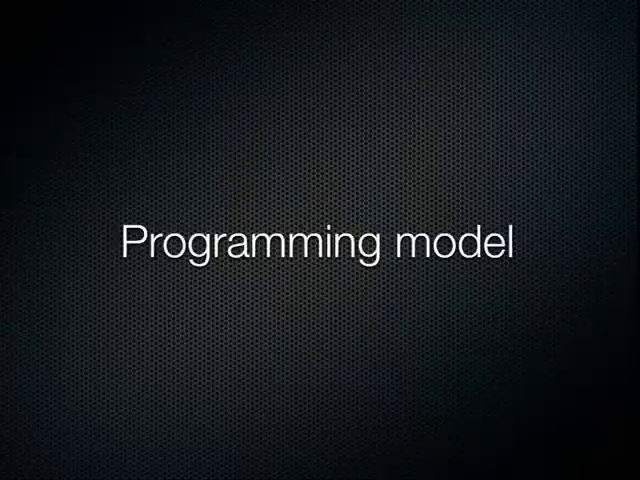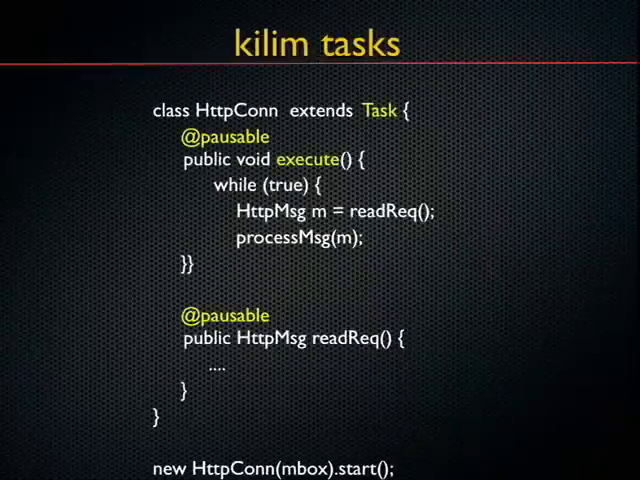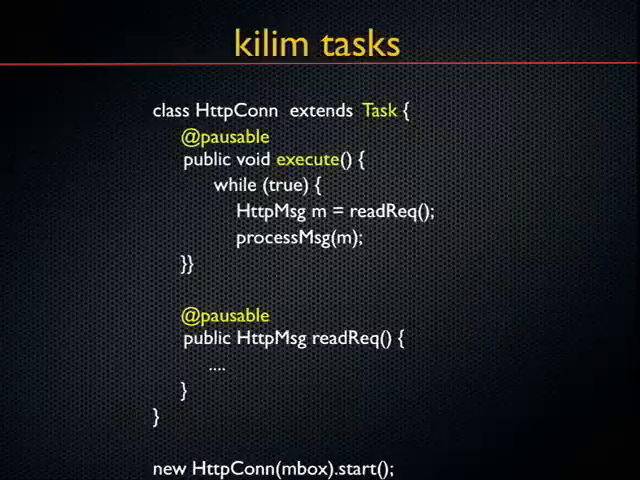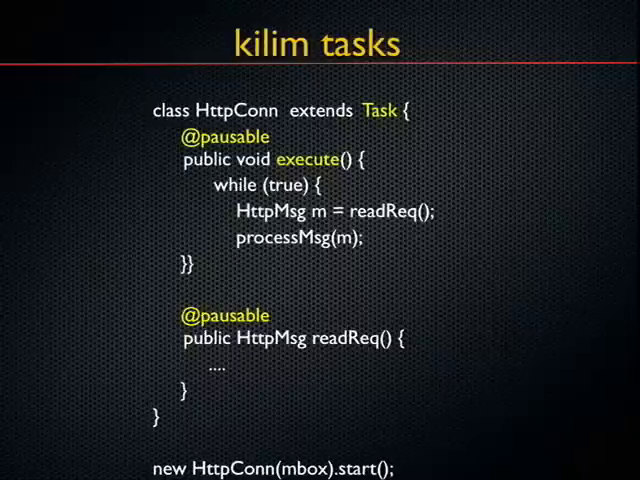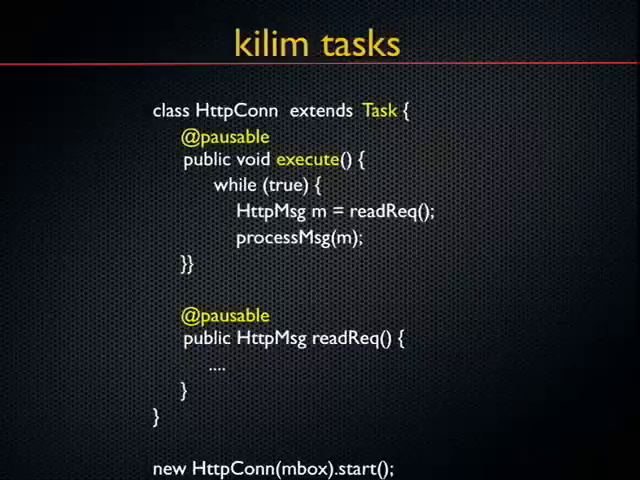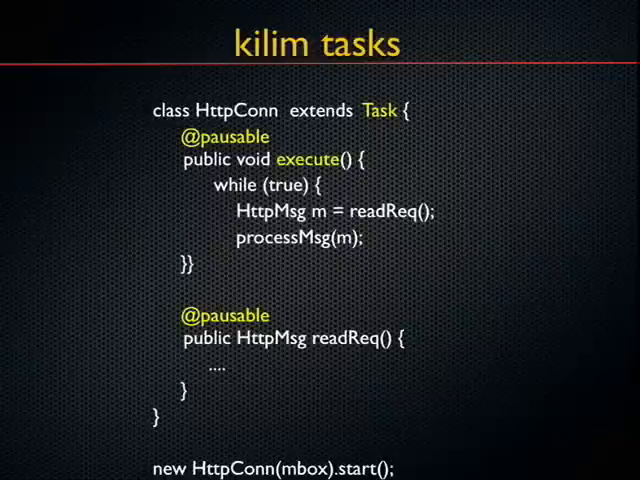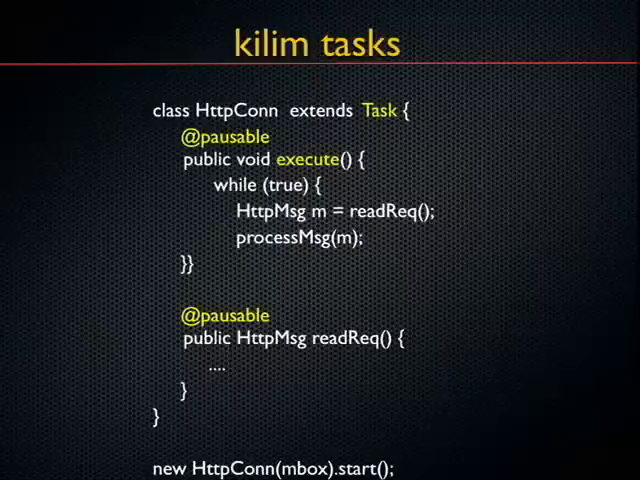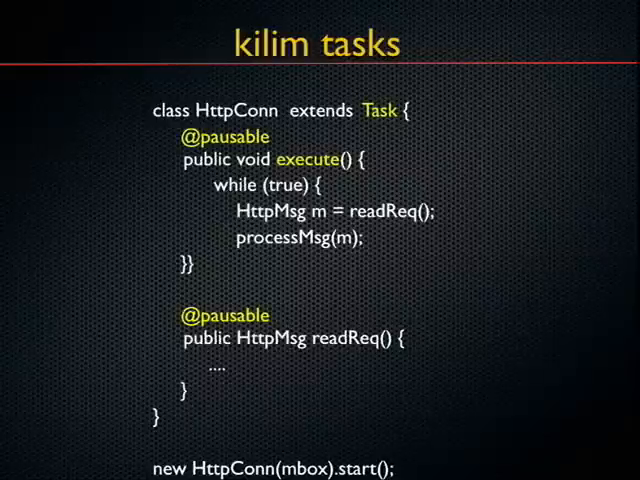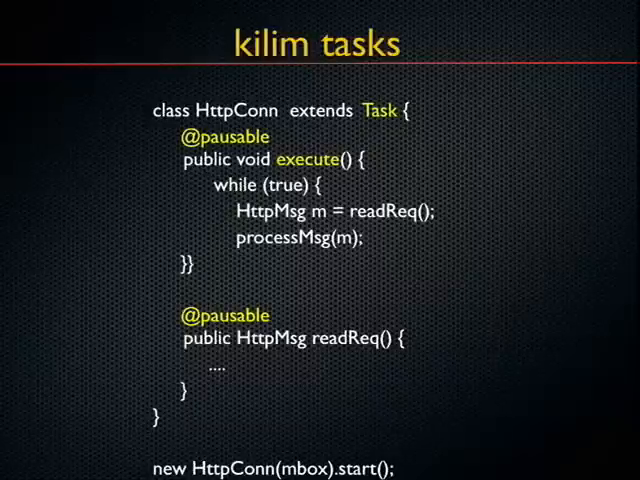So I just want to give you a brief overview of the programming model. A Kilim task is very much like a thread. The programming model looks exactly like a thread, where in this case, it's an HTTP connection, which extends a task. So it's a task per connection model. Instead of extends thread, I say extends task. Instead of public void run, I say public void execute. And after that, I have this annotation called pausable. Pausable tells the code generator that this may pause. Essentially, that means that somewhere deep down, it may call another method that may pause. The built-in pausable methods are sleep and yield.